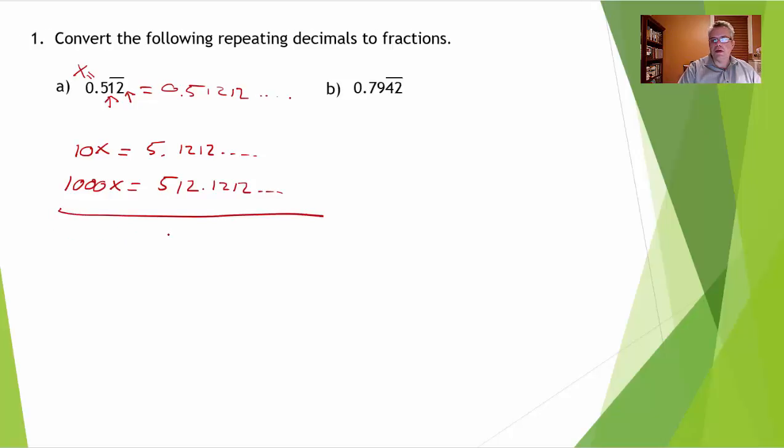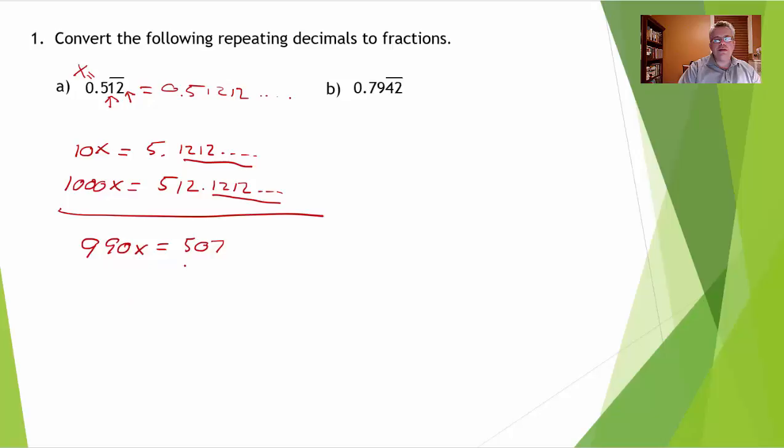Now, this is what we do. We're going to subtract these expressions. I'm going to do the bigger one minus the smaller one. So 1,000x minus 10x is 990x. Now, something interesting happens here. Since the decimal parts are the same, they're going to cancel. And what I have left is 512 minus 5, which is 507.